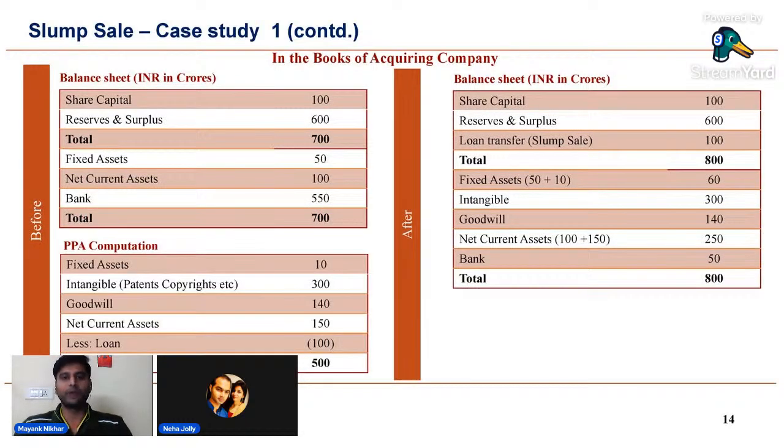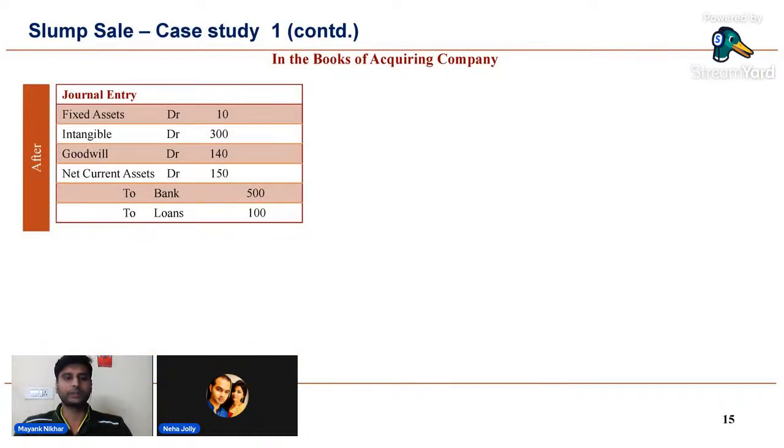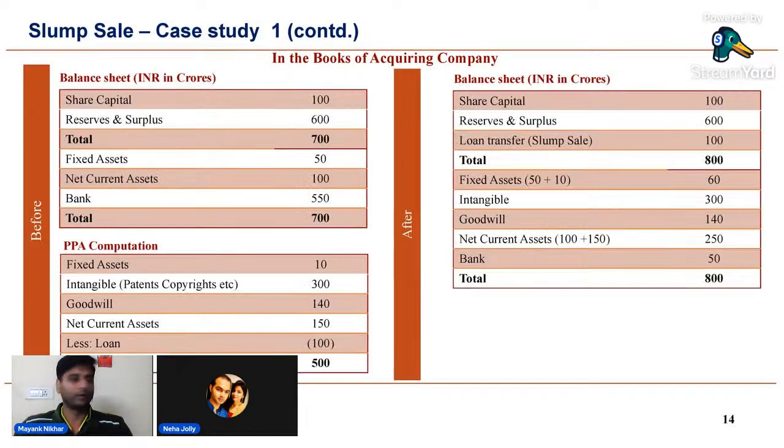In the books of the acquiring company, I hope my video is not, because I think the last line is being hidden from the video. Anyway, let's continue. So this was the balance sheet before acquiring the undertaking, which has been sold under slump sale.